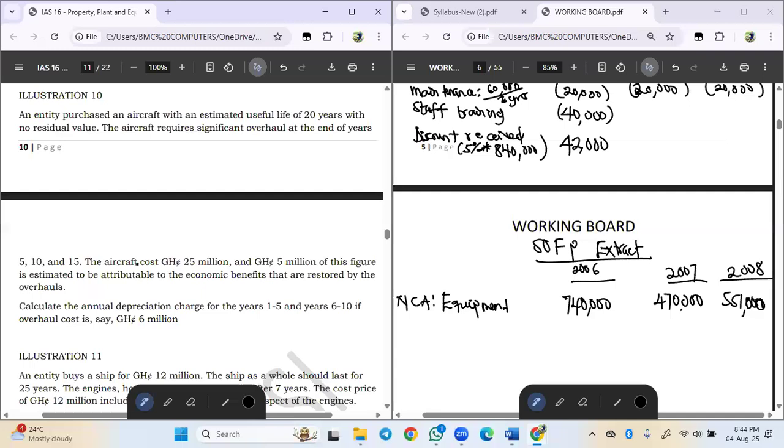Calculate the annual depreciation charge for the years 1 to 5 and the years 6 to 10 if the overhaul cost is, say, 6 million. So for years 1 to 5, it will be different. For 6 to 10, you use the overhaul cost of 6 million.